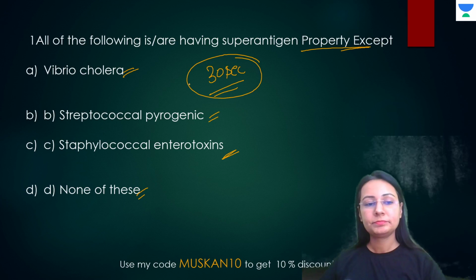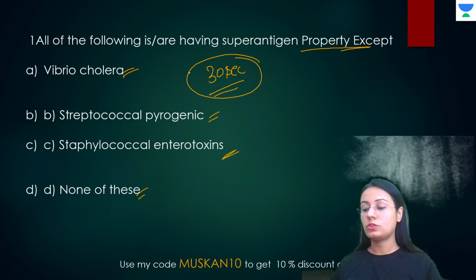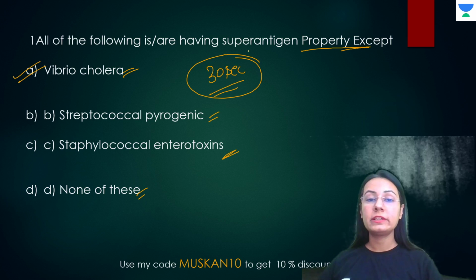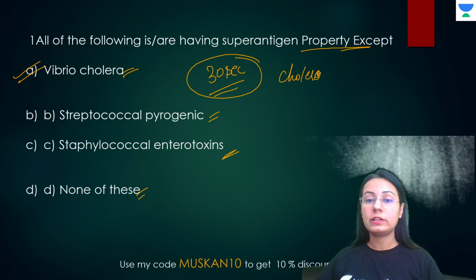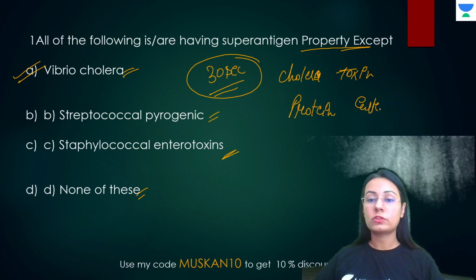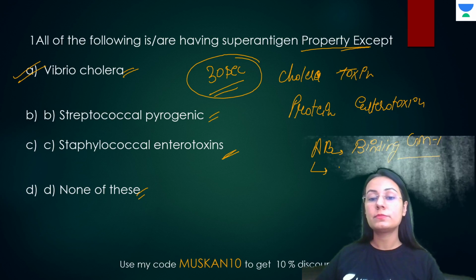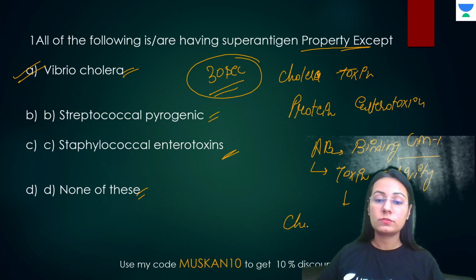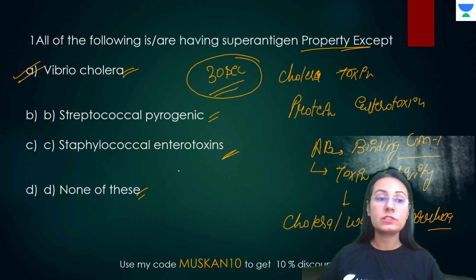Shall we discuss it now? All of the following are having the super antigen property, but which of the following is not having it? Actually, Vibrio cholera doesn't have the super antigen property. Whatever the manifestation of Vibrio cholera, it is due to the cholera toxin, which is not an endotoxin either; it is a protein enterotoxin having two subunits, A and B. B is for binding with the GM1 receptors, and A is responsible for the toxin activity, which causes watery diarrhea or cholera. Please remember, it is due to the cholera toxin.